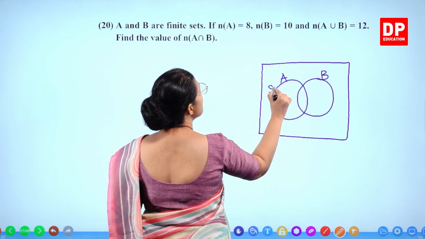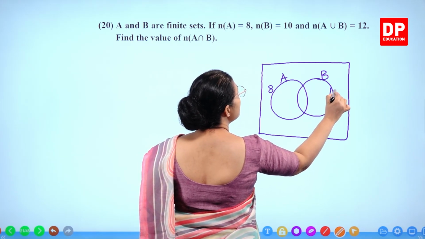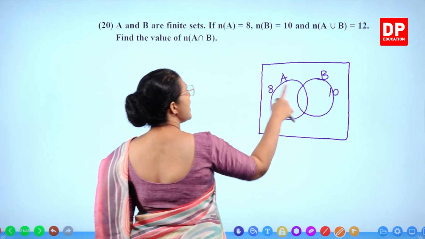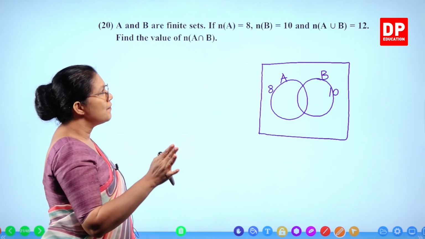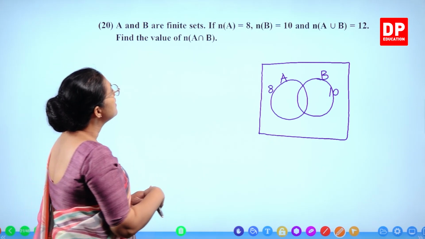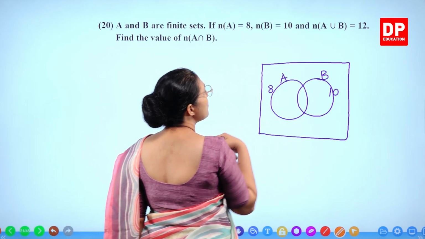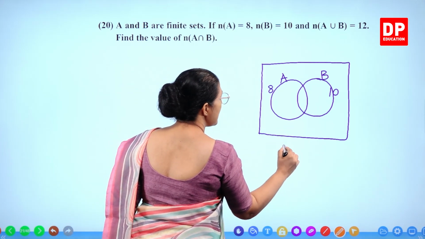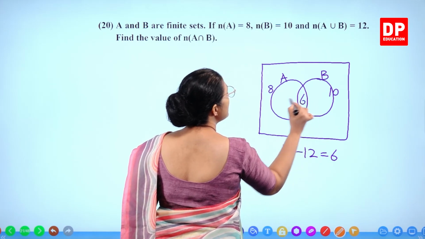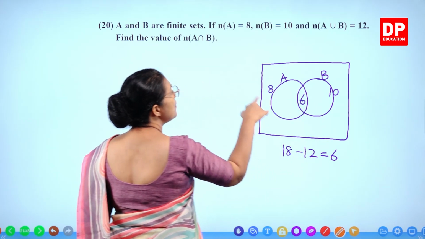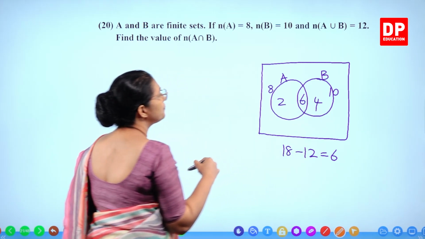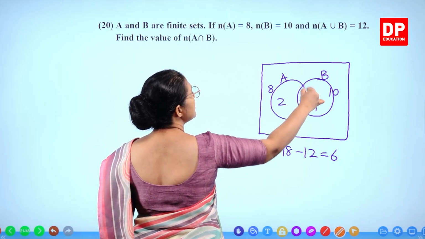A is 8, B is 10, the union is 12. So 10 plus 8 is 18. If the union is 12, the difference between these two is the intersecting part. So 10 plus 8, 18. 18 minus 12 is 6. 6 should be in the middle part. So this is 2 and this should be 4. So 8 is here and this is 10.